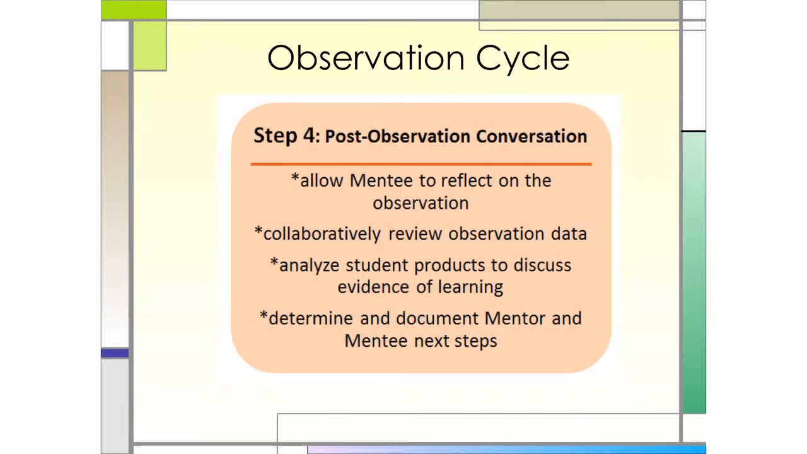Step 4 of the observation cycle is multifaceted. You generally start by walking your mentee through a self-reflection of the observation. This is where you might ask questions if your mentee is stuck or not processing the observation data with much depth. You might also offer suggestions or feedback during this time as you determine and document next steps.